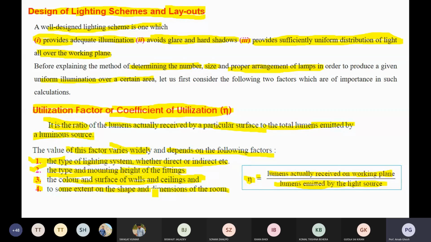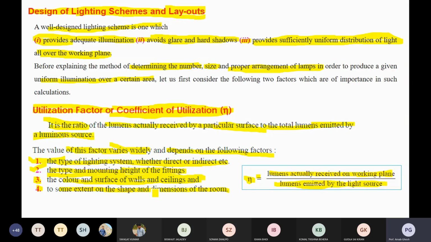Okay, for that utilization factor or the coefficient of illumination, some examples will also be there for understanding how the theta value varies practically. For direct lighting, in our first case we are considering direct lighting.